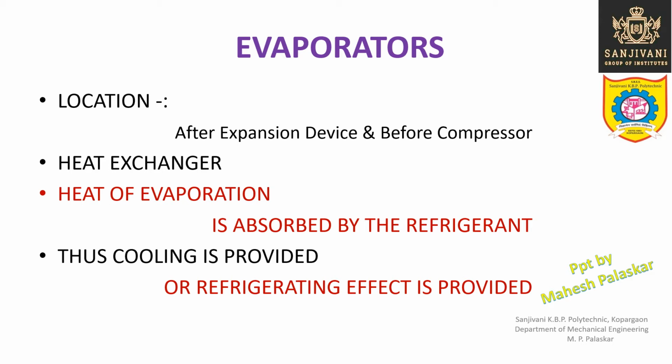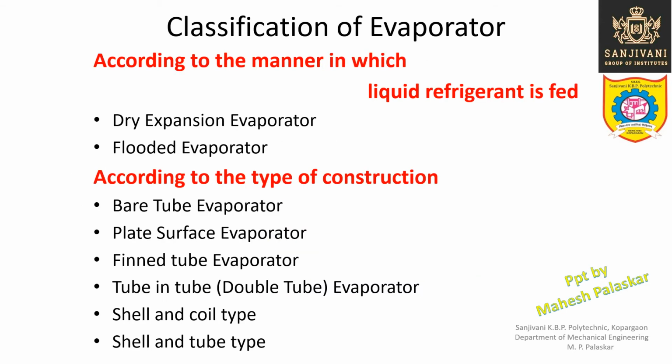So let us study the various evaporators. For that, we have to start with the classification of the evaporator. So the evaporators are classified in various ways according to the manner in which liquid refrigerant is fed to the evaporator. The evaporators are classified as dry expansion evaporators and flooded evaporators. So what is this dry expansion evaporator and flooded evaporator? In details we are going to study later on with the help of figures.